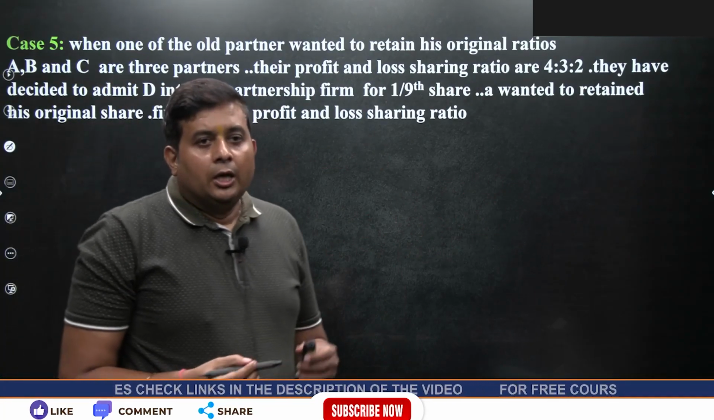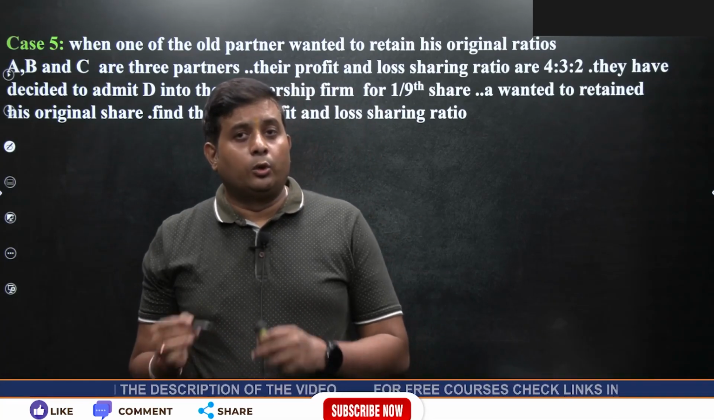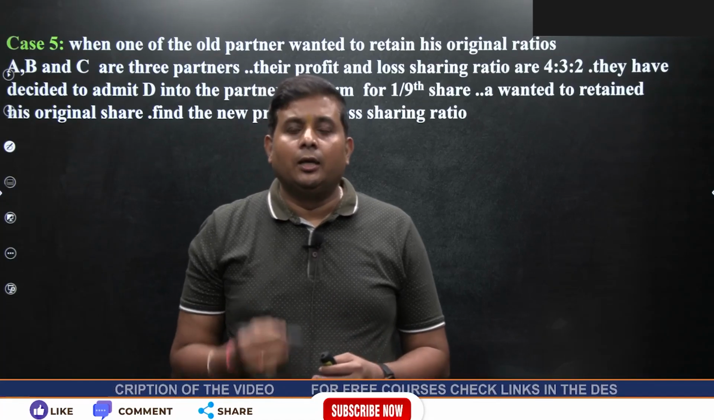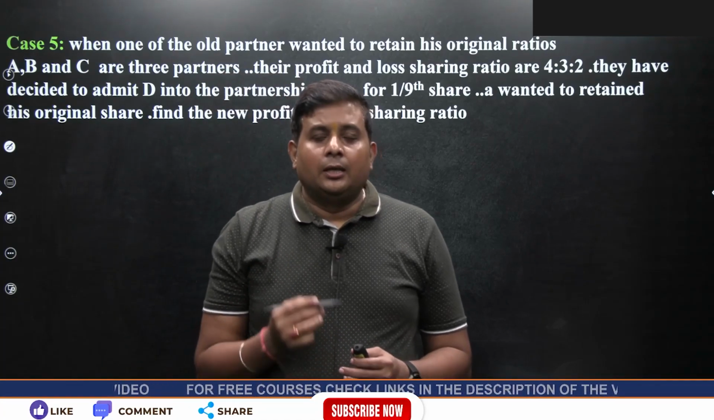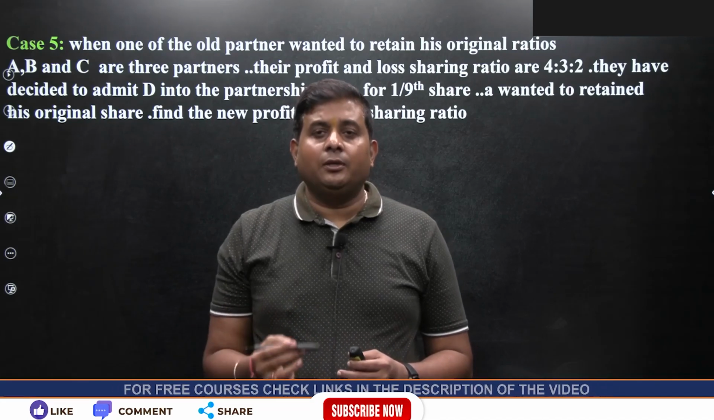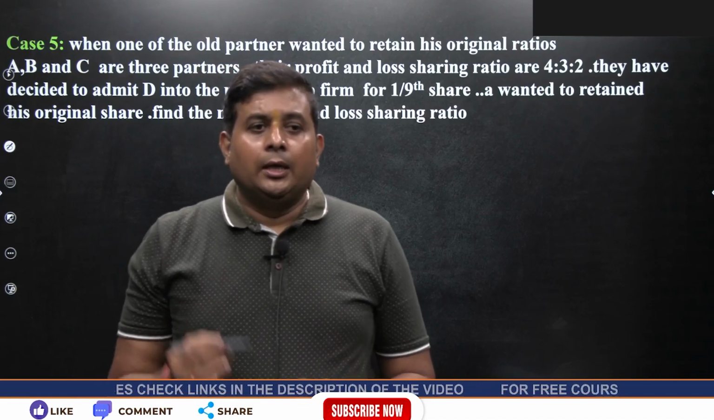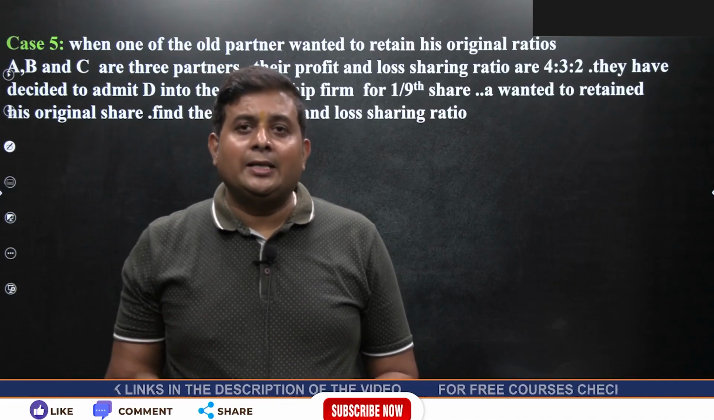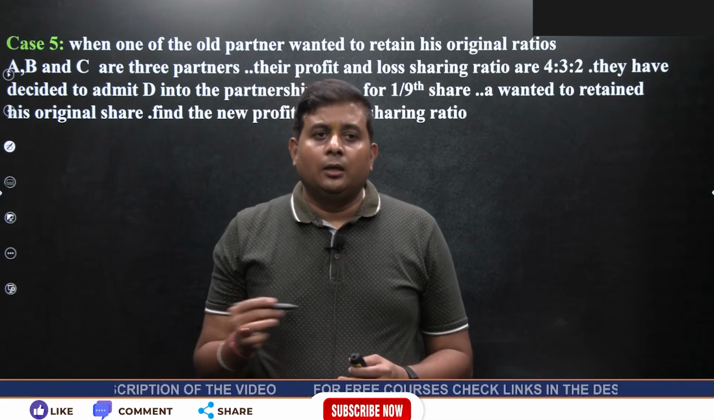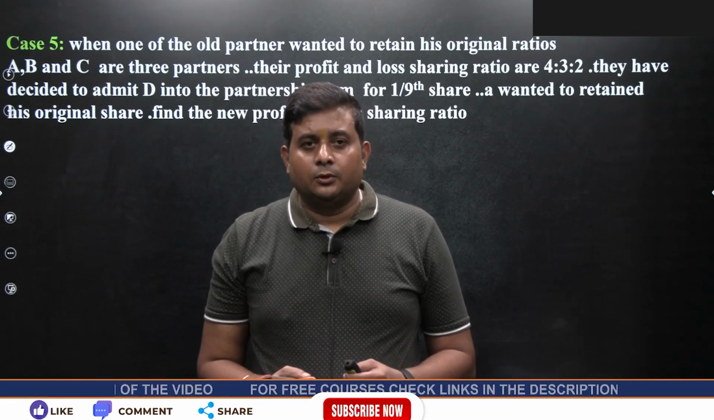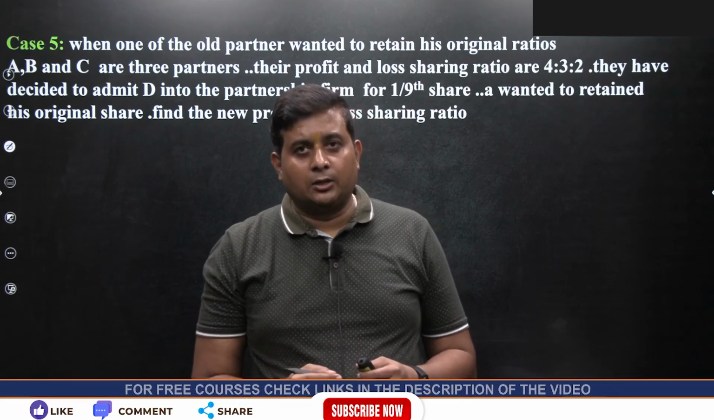Next question. When one of the existing old partners wanted to retain his original share, then how can you calculate the new profit and loss sharing ratio? As I have taken an example that A, B, C were the three partners having a share of 4:3:2 and they have admitted D into the partnership firm for 1/9 share. And A wanted to retain his original share, for which B and C are agreed. Find the new profit and loss sharing ratio.